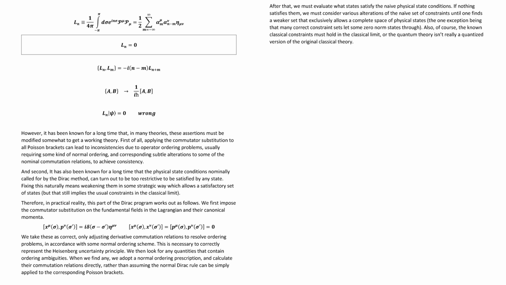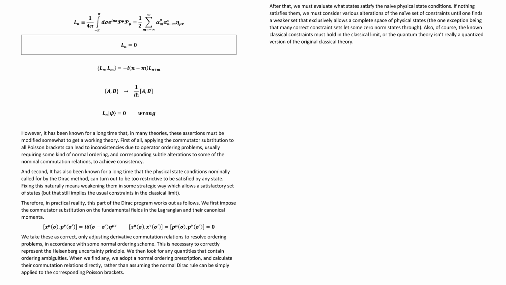After that, we must evaluate what states satisfy the naive physical state conditions. If nothing satisfies them, we must consider various alterations of the naive set of constraints until one finds a weaker set that exclusively allows a complete set of physical states, the one exception being that many correct constraint sets let some zero-norm states through. Also, of course, the known classical constraints must hold in the classical limit, or the quantum theory isn't really a quantized version of the original classical theory.